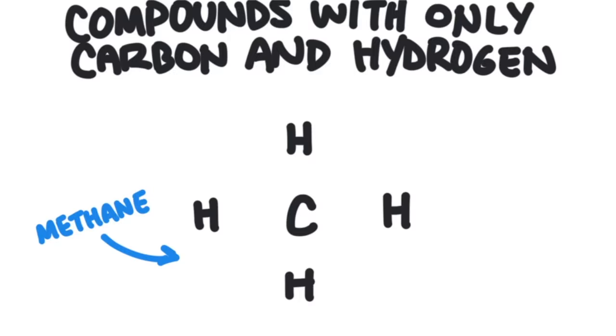Each hydrogen only needs 2 valence electrons. It starts with one of its own electrons and then gets the other from carbon. Carbon needs 8 electrons. It starts with 4 and it gets 4 more from the hydrogens, 1 from each of them. The formula for methane is CH4.